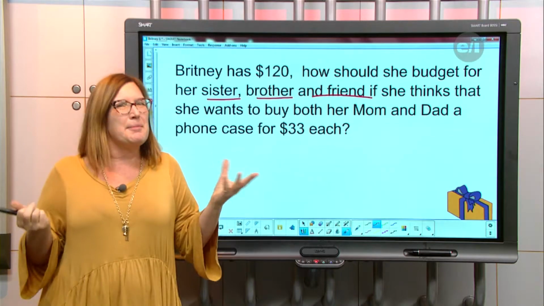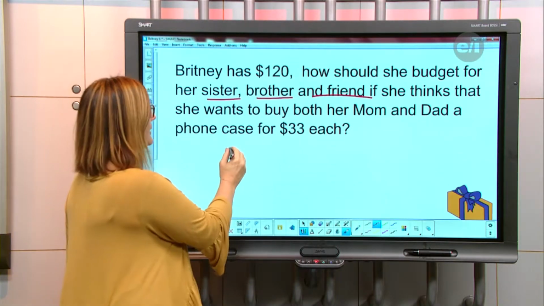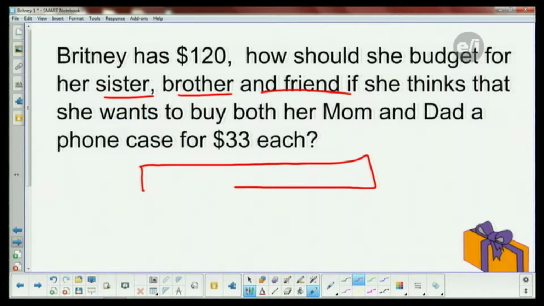How much? I'm not going to sell my mom and dad. They're really important to me. I want to spend a little more money. So let's use our tape diagram to help us out with this piece.